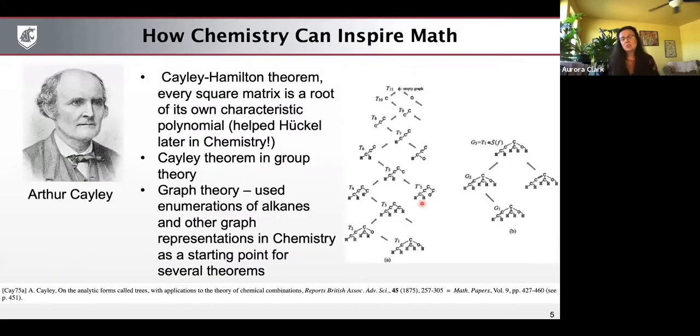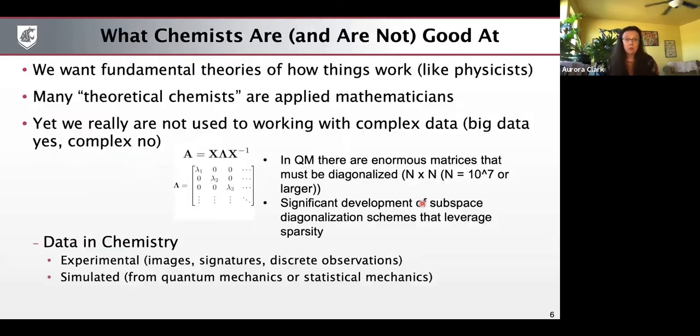There are also lots of interesting and historically relevant examples of how chemistry can inspire math, right? Arthur Cayley did a huge amount of work in chemistry with the enumeration of all the possible ways that you could arrange carbon atoms in a series of organic compounds. And in fact, his enumeration techniques and studies of characteristic polynomials helped future quantum chemists to develop techniques associated with electronic structure. So there's this lovely interplay at a historical level of chemistry and math inspiring one another.